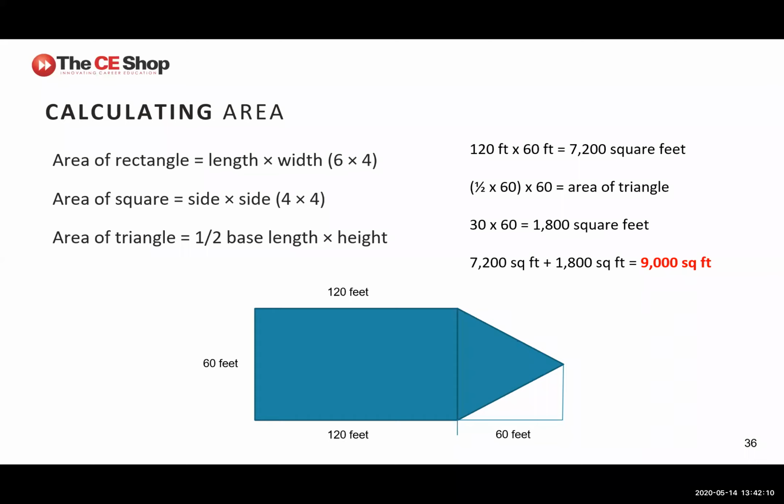So two of your answers, if you do the triangle first and want to stop there, are going to be a choice. And if you do just the rectangle, that'll be a choice. If you add them both together, which will probably be C, would be 9,000 square feet.